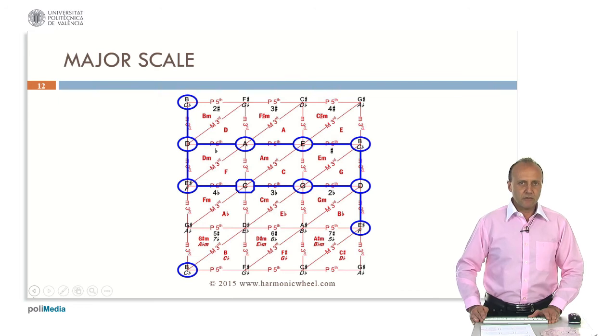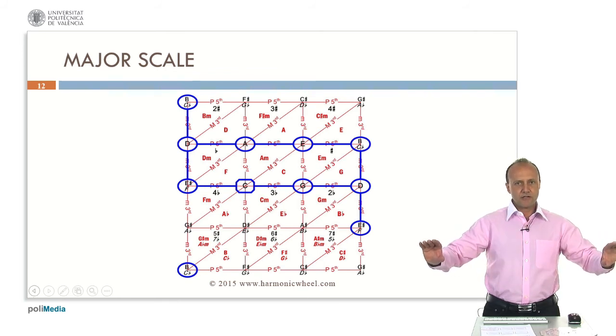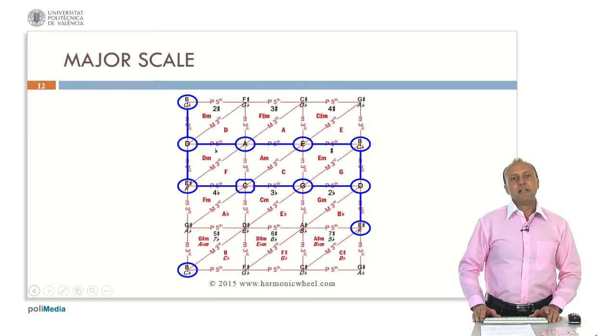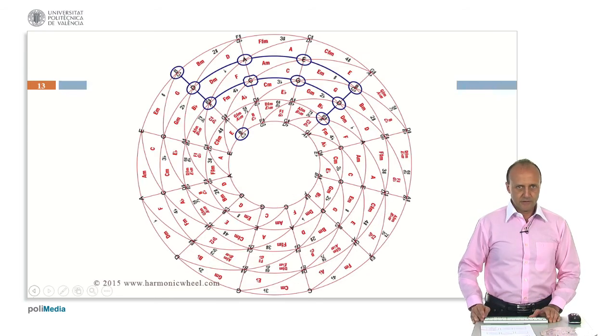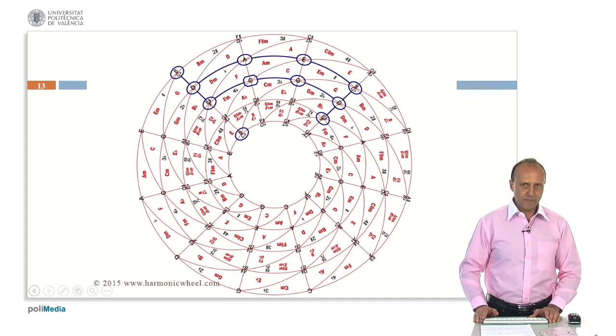we complete a cycle. So now we are going to put 12 intervals in the horizontal direction, and then we will bend the figure to convert the lines into circumferences. And we obtain what I call the harmonic wheel.